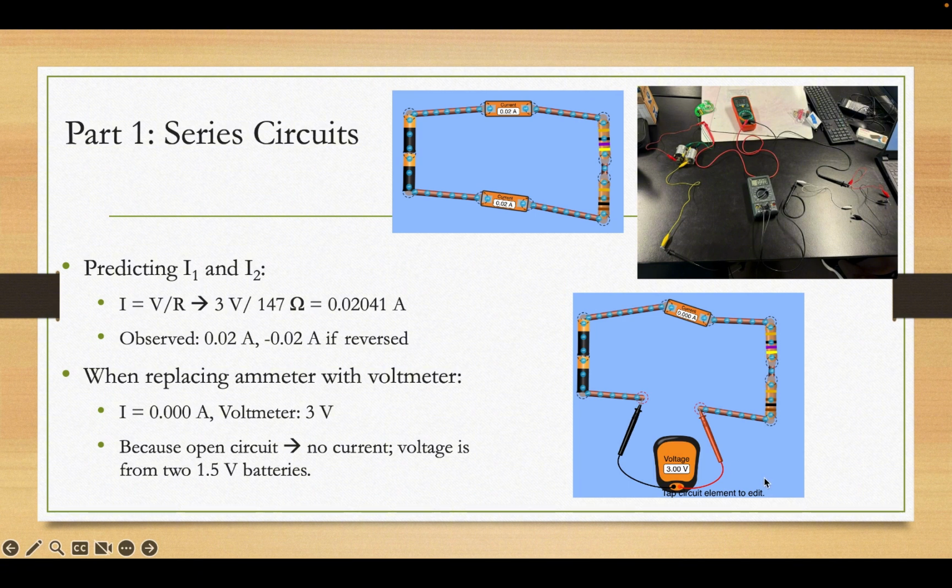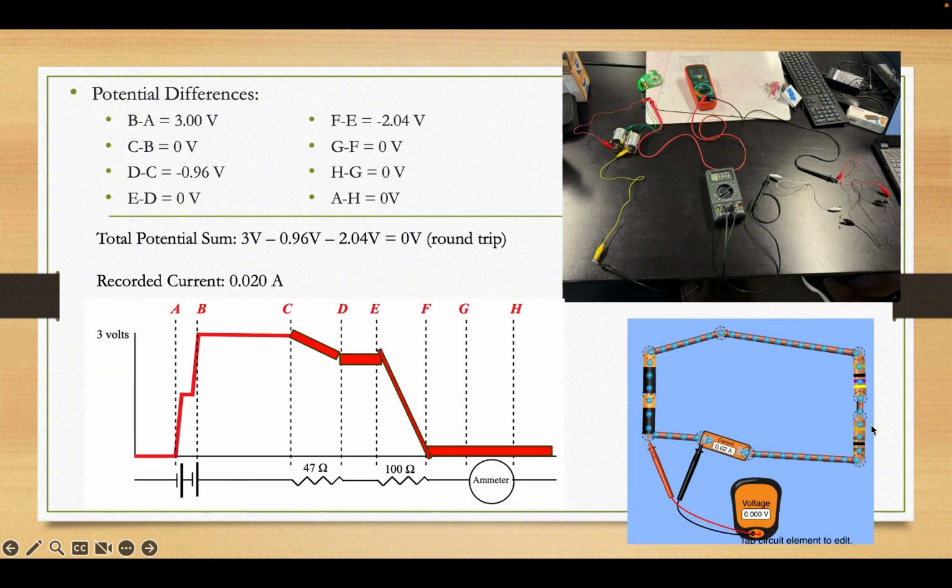When we replace the ammeter with a voltmeter, the current was 0 because this is an open circuit, but the voltmeter reads 3. Because it's an open circuit, there is no current, but the voltage we get here is from the two batteries. And here's the setup we created in our lab for this part.